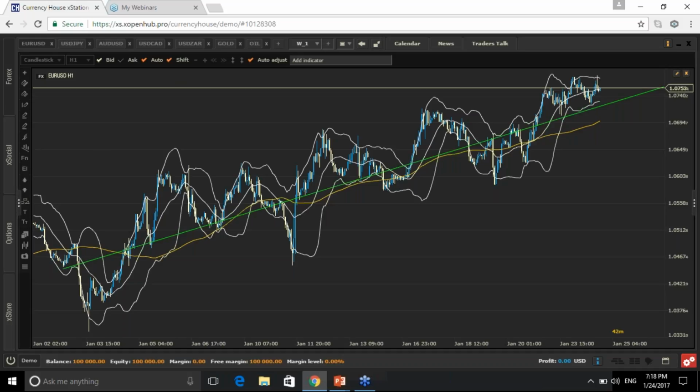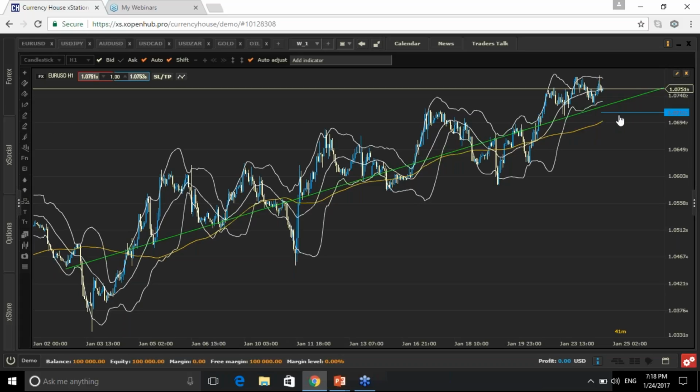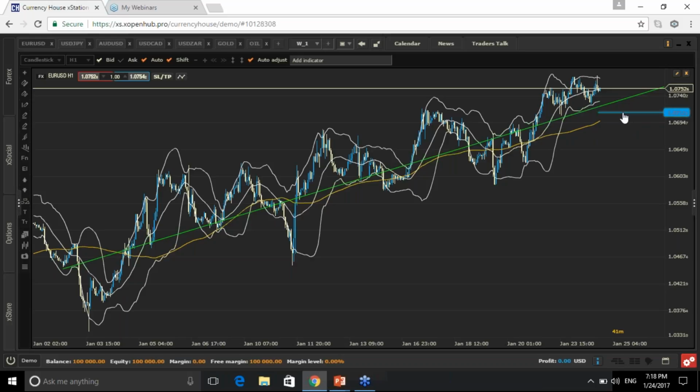So I would draw a line somewhere in the middle. Oh, it's not the best line. Sorry. Here we go. All right, we see here this is definitely a good level to re-enter the trend, to buy Euro USD and to wait for the higher highs.